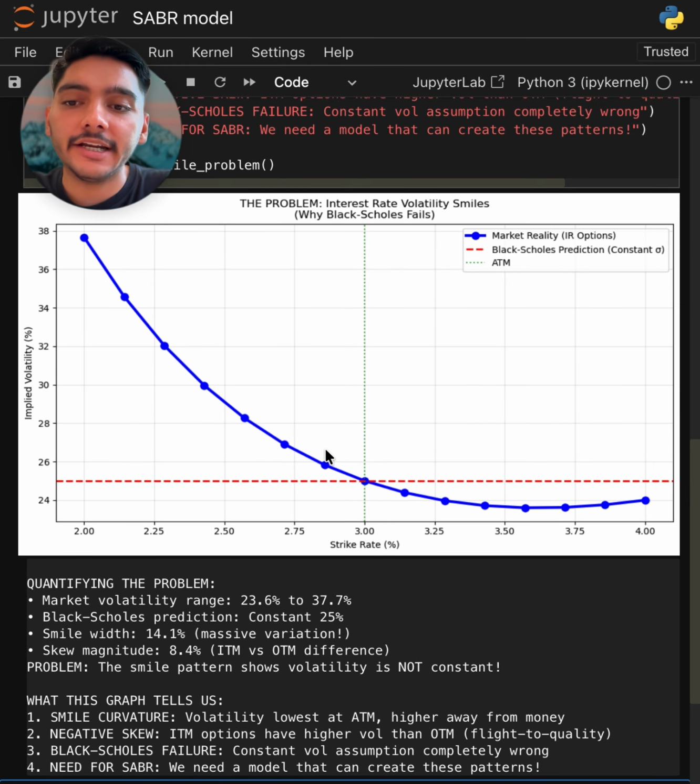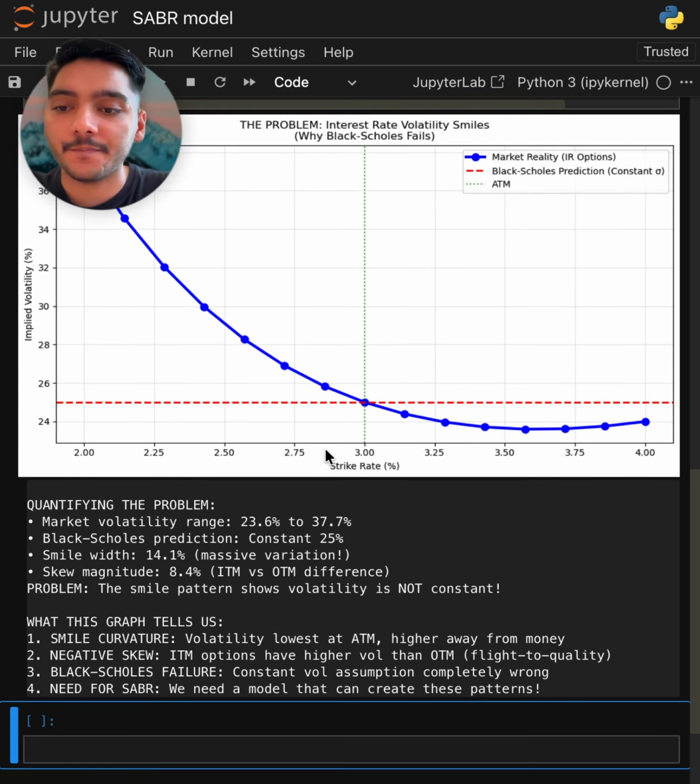Market volatility ranges from 23.6 to 37.7%, and the Black-Scholes prediction is a constant 25%, and the smile width is 14.1. It's a massive variation. The skew magnitude is 8.4%, the in-the-money versus out-of-the-money difference. The smile pattern shows volatility is not constant. This graph tells us about the smile curvature: volatility is lowest at the money and higher away from the money. Negative skew: in-the-money options have higher volatility than out-of-the-money.